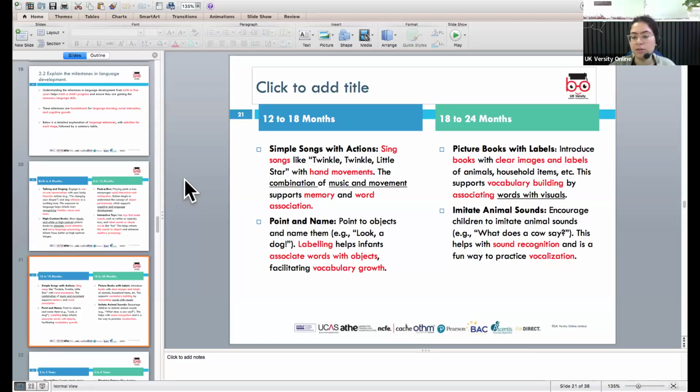Now, 18 to 24 months. You can use picture books with labels. This would introduce books with clear images and labels of animals, household items, etc. And this would support vocabulary building by associating words with visuals. And then imitating animal sounds. When you encourage children to imitate animal sounds, for example, what does a cow say? How does a cow moo? This would help them with sound recognition and is a fun way to practice vocalization.